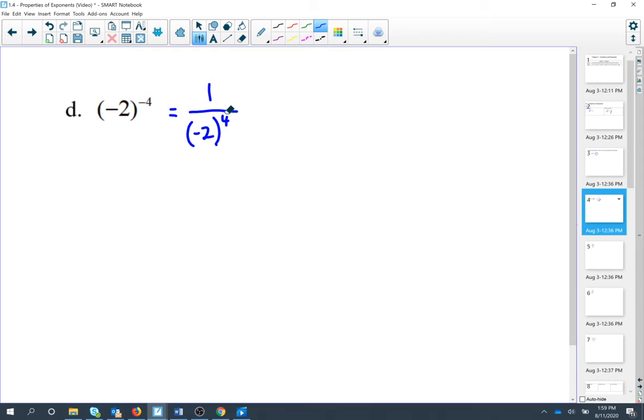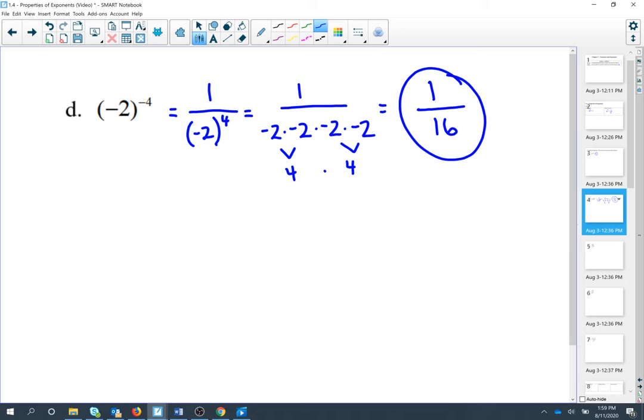Now we're going to simplify this as much as we possibly can. So 1 over negative 2 to the 4th power means negative 2 times negative 2 times negative 2 times negative 2. If you have a calculator, that would work as well. Just make sure you use parentheses here. Negative 2 times negative 2 is positive 4. Negative 2 times negative 2 is positive 4. And then 4 times 4 is 16. So 1/16.